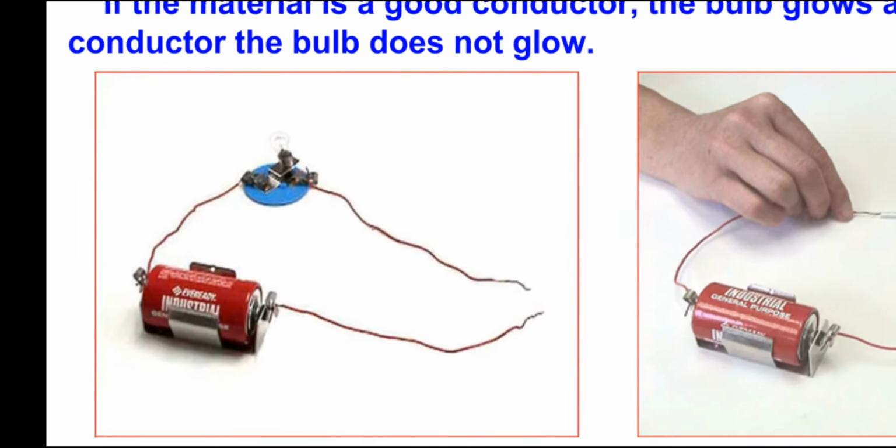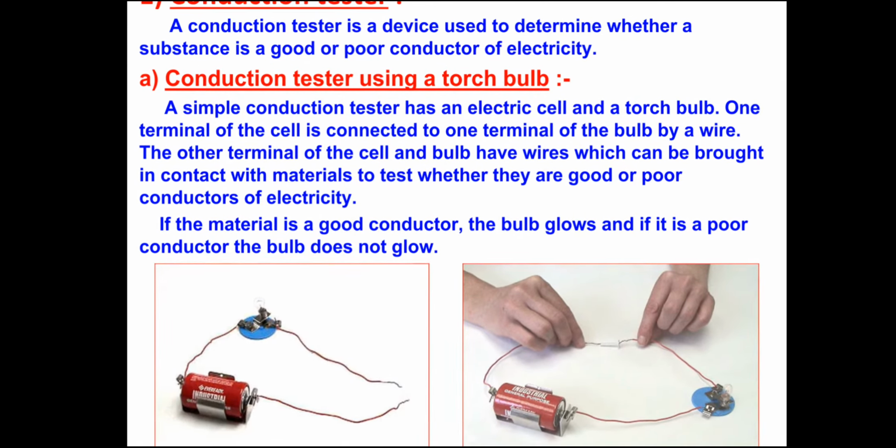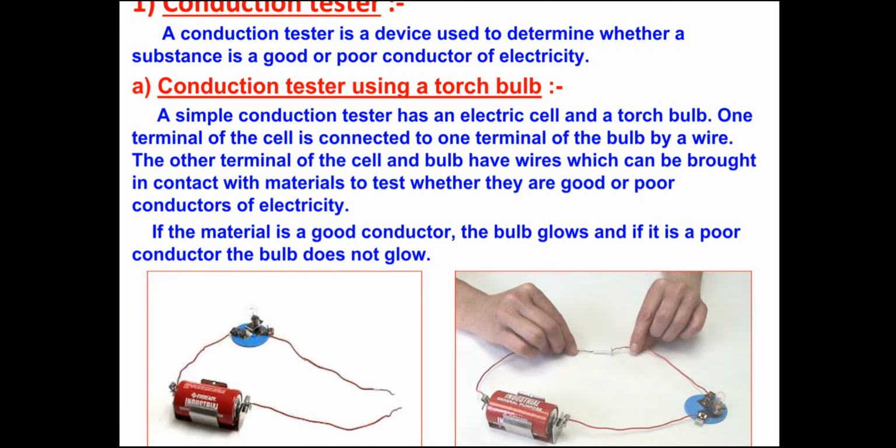See here, to make this conduction tester we need this torch bulb, wire and the cell. Now a simple conduction tester has an electric cell, as shown in this picture also, and a torch bulb. If there is no torch bulb, you can take an LED bulb also, because LED bulbs can glow even in weak current. Now here what is done: one terminal of the cell is connected to one terminal of the bulb, and I will show it to all of you.